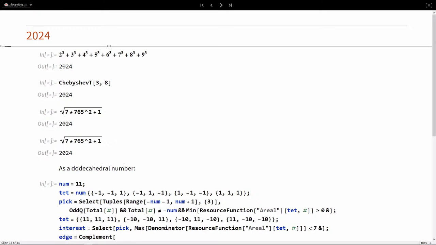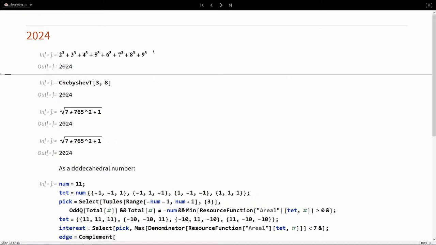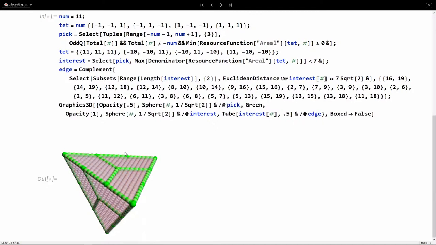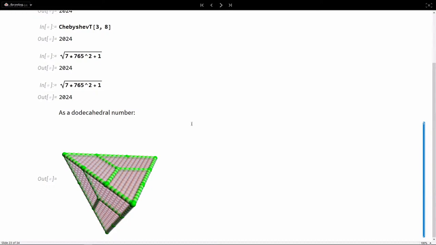Let's see, it's 2024. There's various things we could say about 2024. It's the sum of the first nine cubes, except for one. Next year, we'll be able to add one at the start. It's also the Chebyshev number, and it's the square root of 765 squared times 7 plus 1. It's also a dodecahedral number and a tetrahedral number, as shown here. It turns out that all the dodecahedral numbers are also tetrahedral numbers in a strange way.